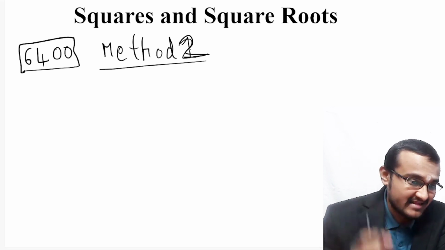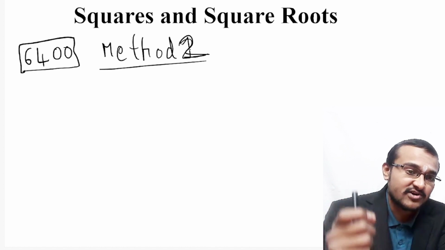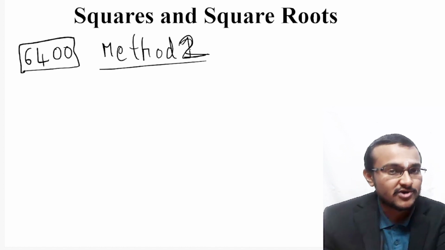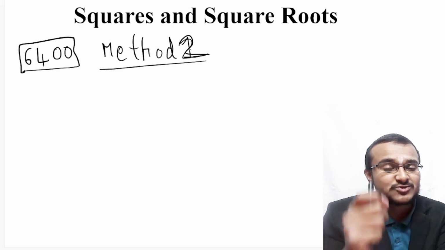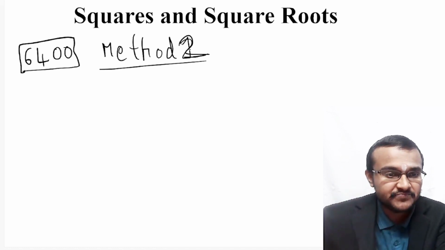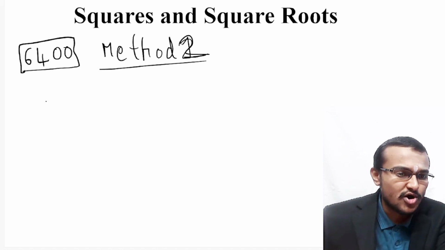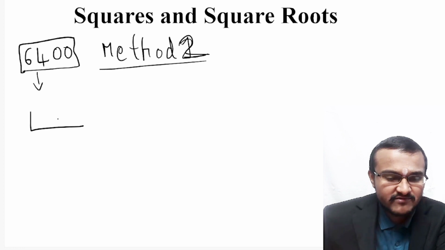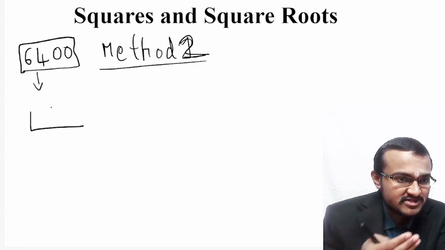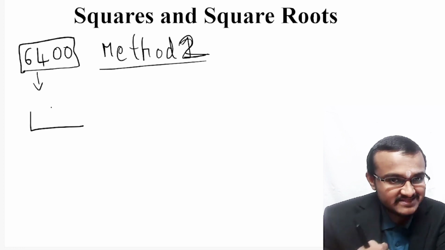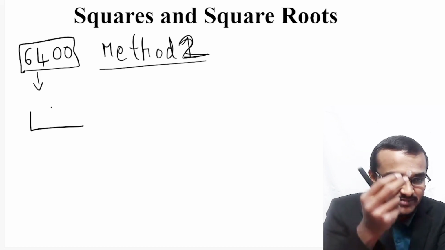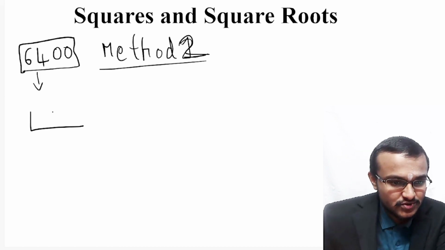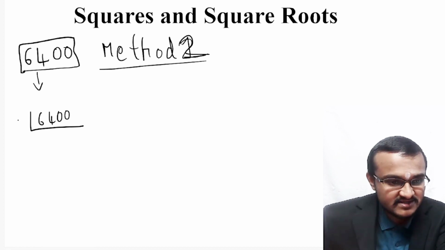So here in method 2, you can actually find out whether a number is a perfect square or not, and you can also find the square root of that particular number. So now let us go on taking the prime factorization of this particular 6400. Whatever prime numbers you use to find the LCM, you just go on doing that using prime numbers. So you have 6400, and just go on doing prime factorization.